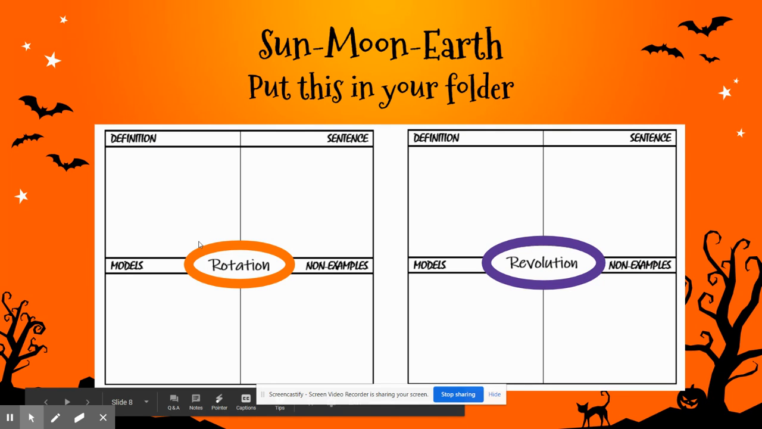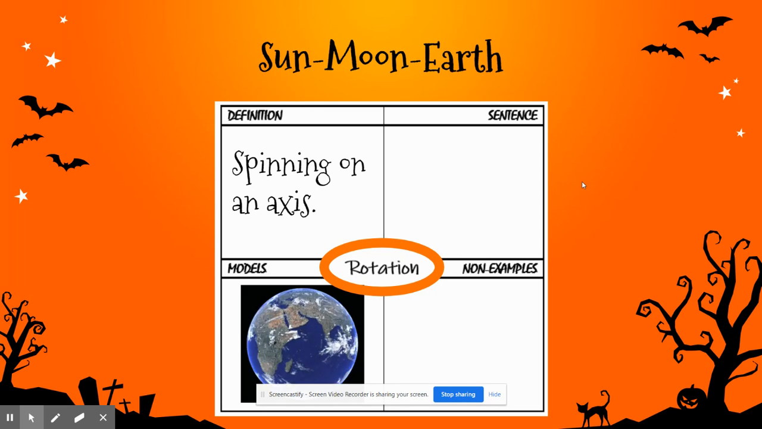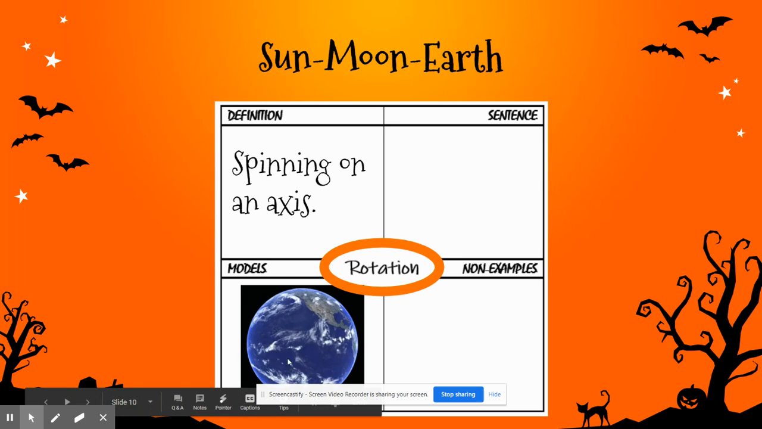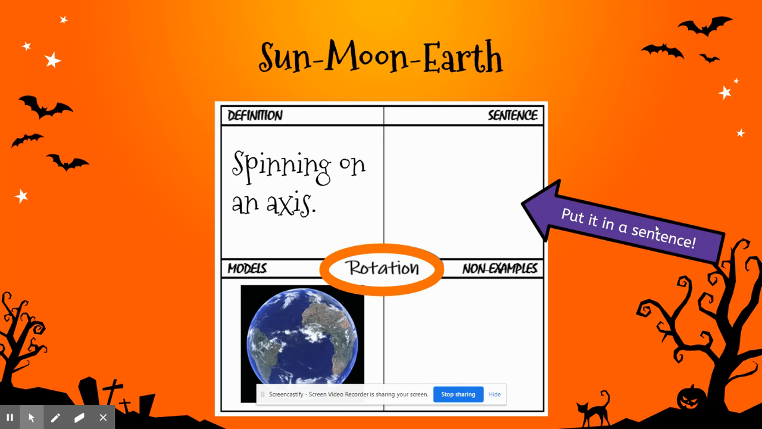You have both of these, rotation and revolution. They are different, but they are commonly confused. Rotation. Fill in the words. Definition: spinning on an axis is the rotation. As you can see here, the Earth rotates around its axis. Put a sentence here using the word rotation.